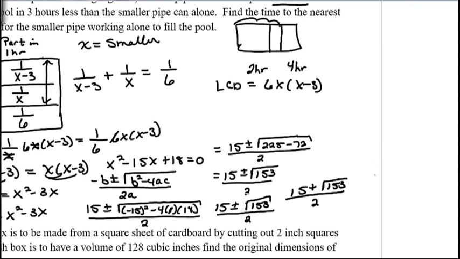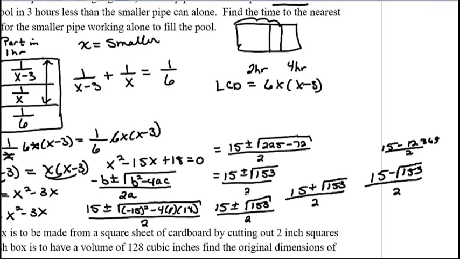The one that I'm curious about is the other solution, the 15 minus the square root of 153 over 2. And so this was about 12.393 or something like that. Let me just check. 12.369. So if I take 15 minus 12.369, I get 2.631, and then divide that by 2, and I get 1.3155.